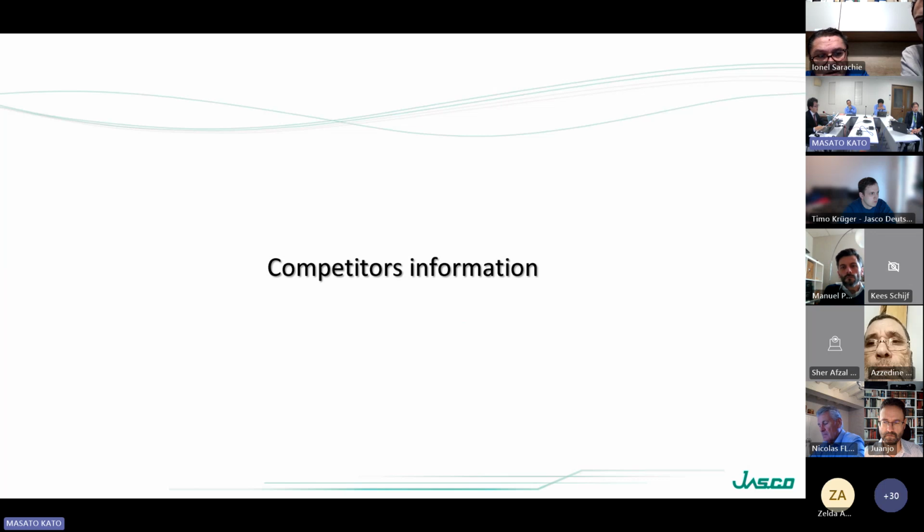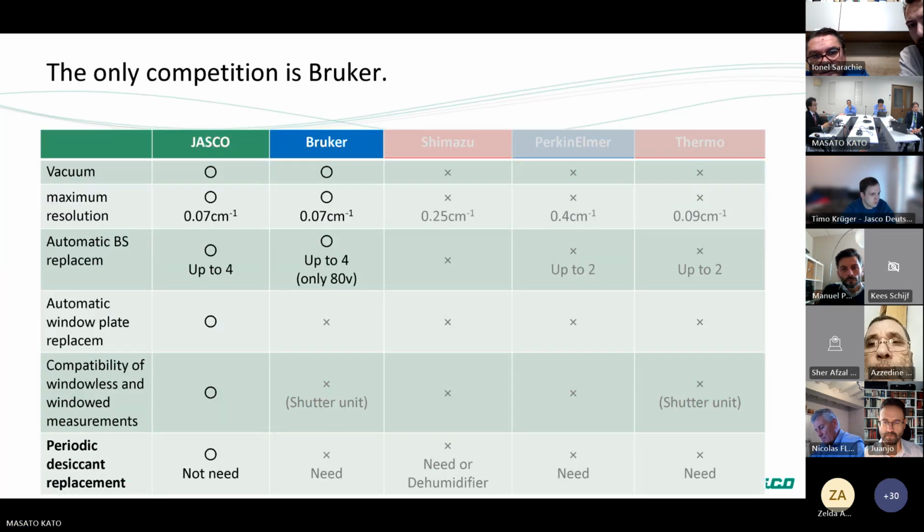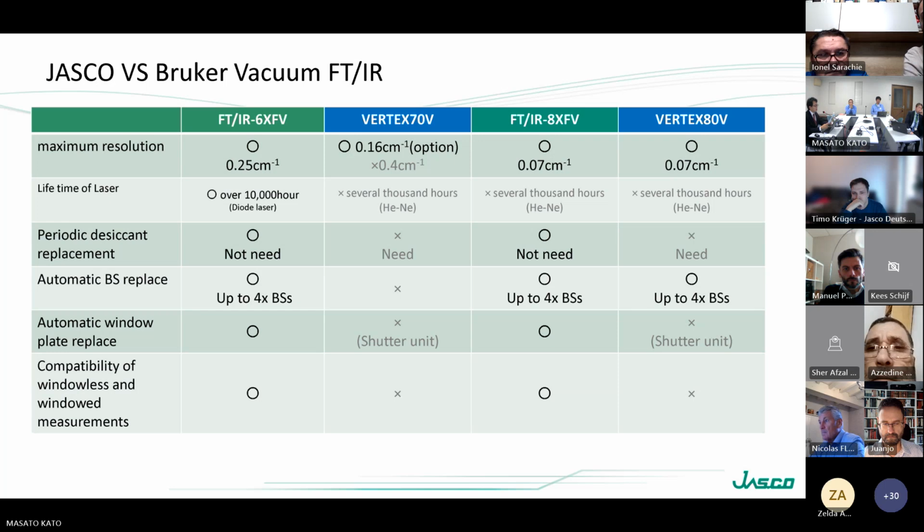Next, quantitative information. As you have just seen, the only competitor in vacuum IR is Bruker. We'll now focus on Bruker's vacuum models only. The only competing models are the Vertex series 70V and 80V. As shown in the table, JASCO is better in terms of maximum resolution and convenience, and the size of the equipment is compact.